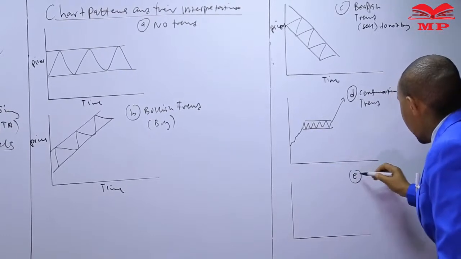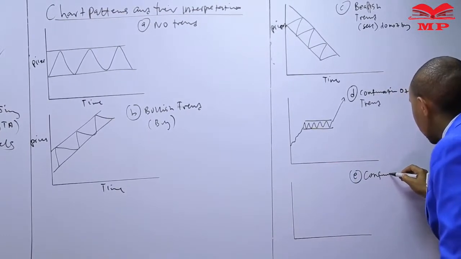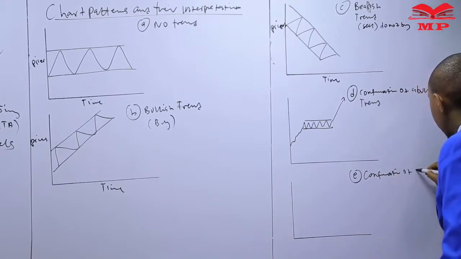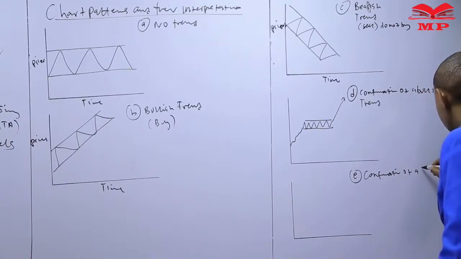Then E here is confirmation of a bearish trend.